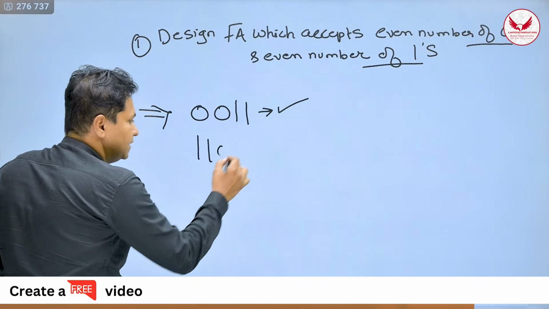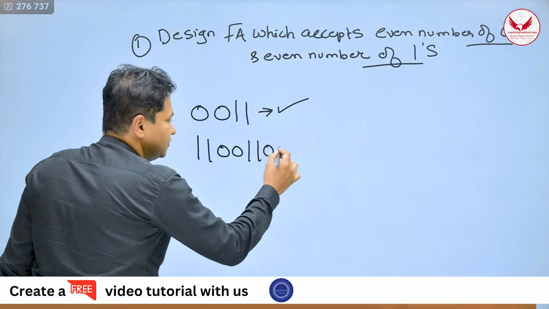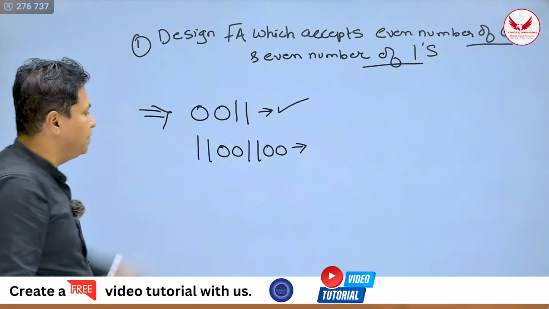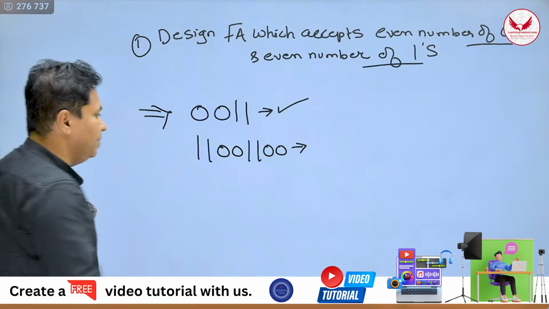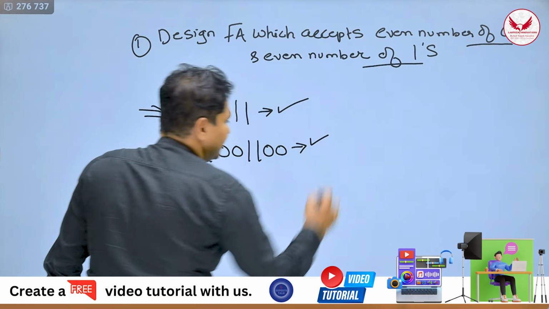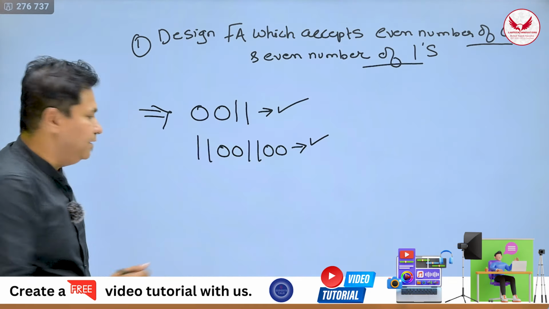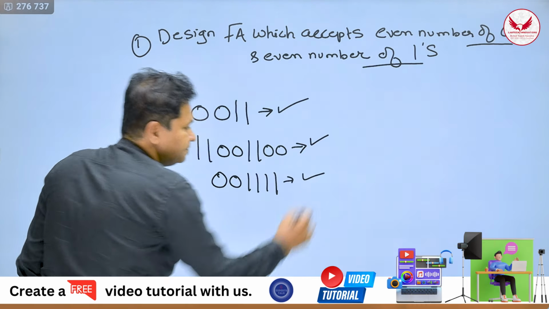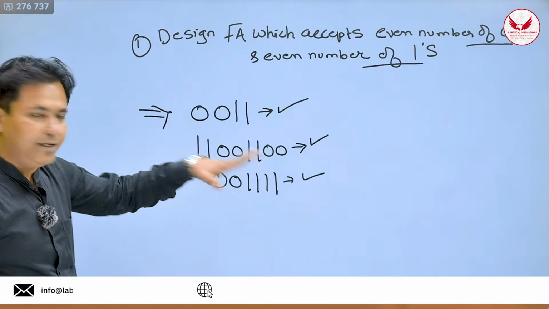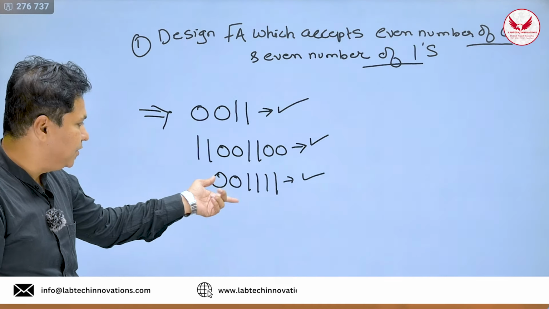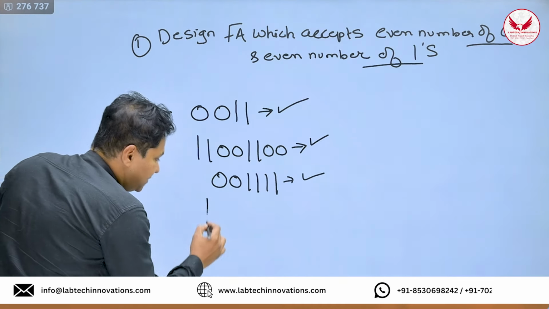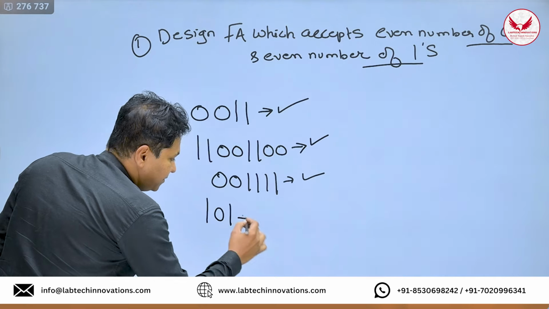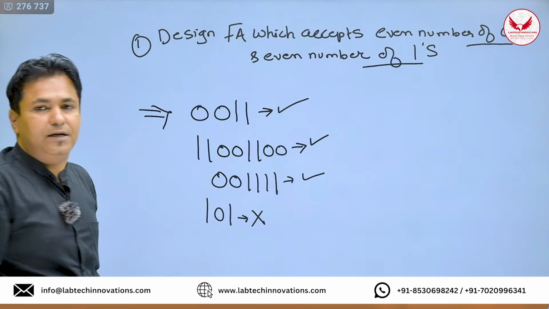Might be 1 1 0 0 1 1 0 0. Again it's an even number of 0s and an even number of 1s, so again the machine should enter into the final state. Might be 0 0 1 1 1 1. Again the machine should enter into the final state for this particular string. If my input is, suppose, 1 0 1, the machine should not enter into the final state.